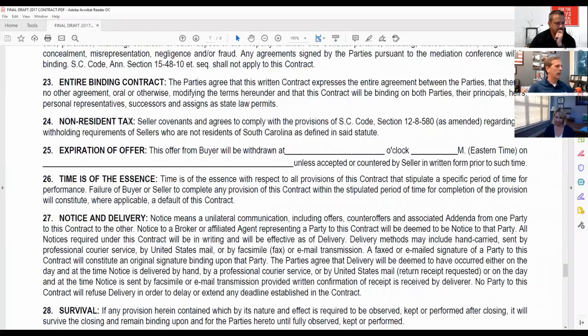The next part, legalese, this is a binding contract. Hopefully everybody understands that. Non-residence taxes, what we're talking about under paragraph 24 is nothing more than if your client doesn't live in the state of South Carolina, we may have to withhold capital gains taxes.